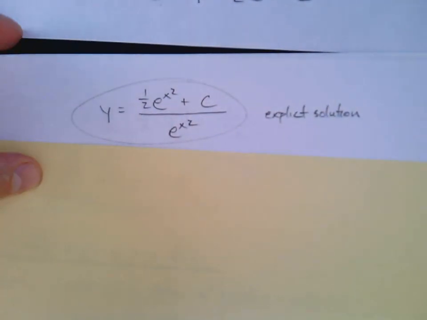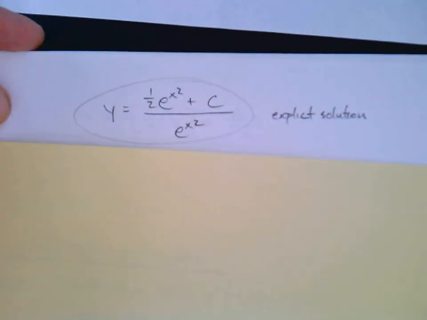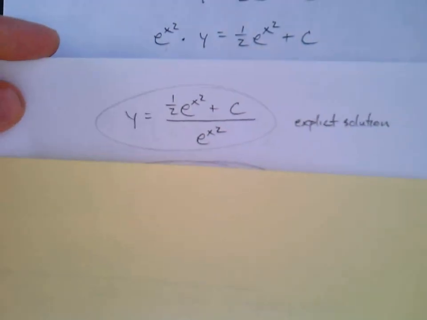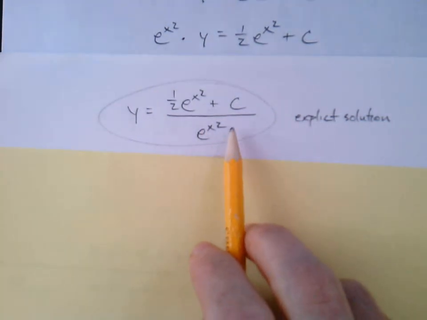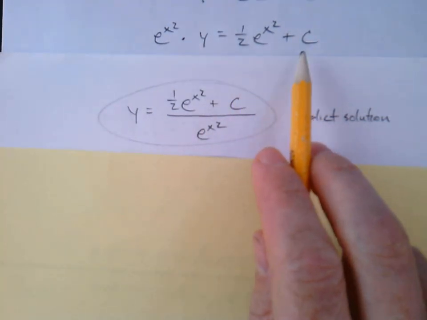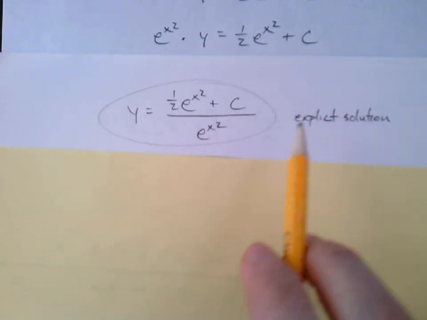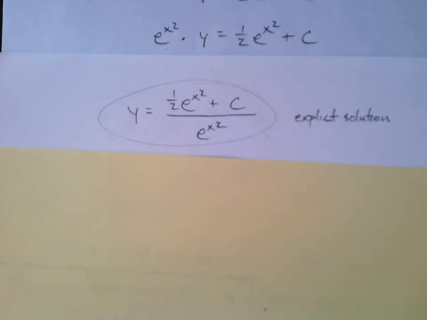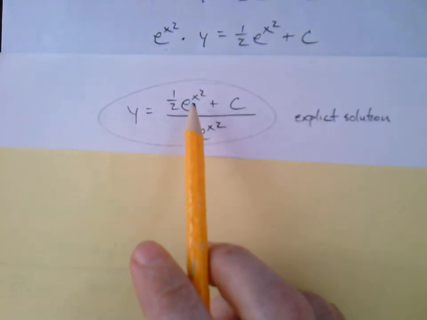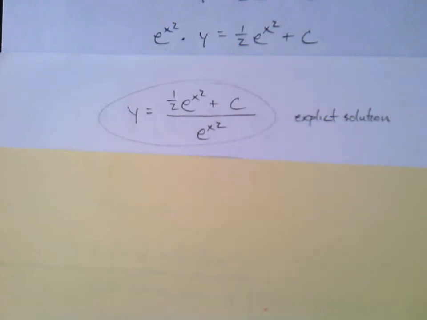So I'm going to divide this on over here. That's the beginning of my next page. Now I suppose you could write it this way. I need to divide the entire right side, including the c. Don't leave the c just hanging out over here. It gets divided by e to the x squared as well. So I might say y equals 1/2 e to the x squared plus c all over e to the x squared. Well, that would be okay, but there's a better way to do this.